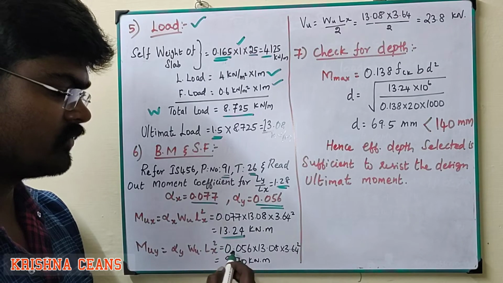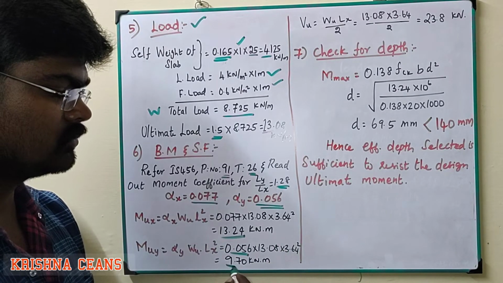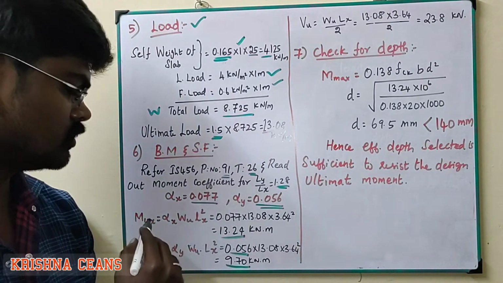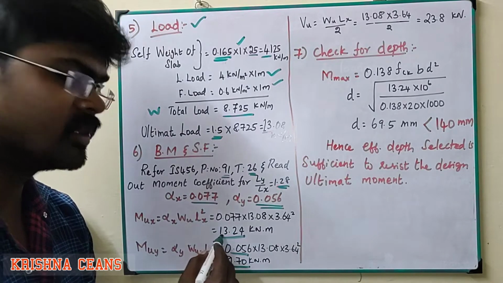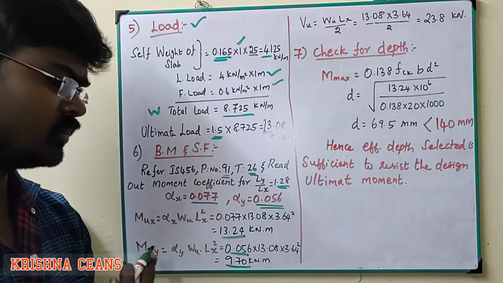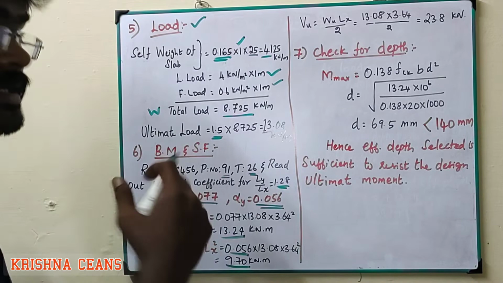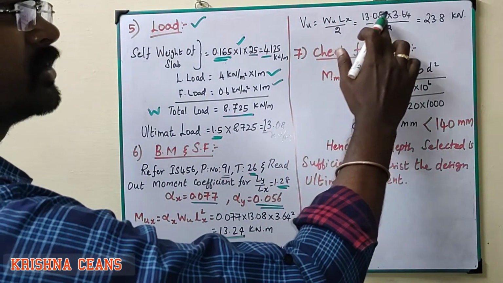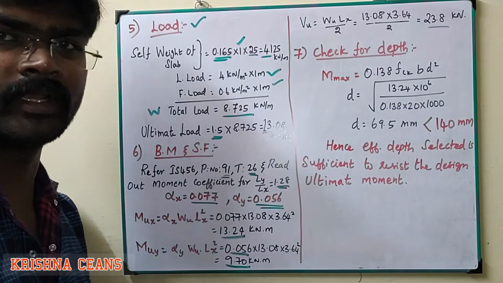Whereas the moment about the y axis is alpha y Wu into Lx square. So 0.056 into 13.08 into 3.64 square, which is equal to 9.70 kilonewton meter. So the maximum moment along the x axis is 13.24 kilonewton meter, and along the y axis 9.70. Next we need to calculate the shear force, Wl by 2: 13.08 into 3.64 divided by 2, 23.8 kilonewton.